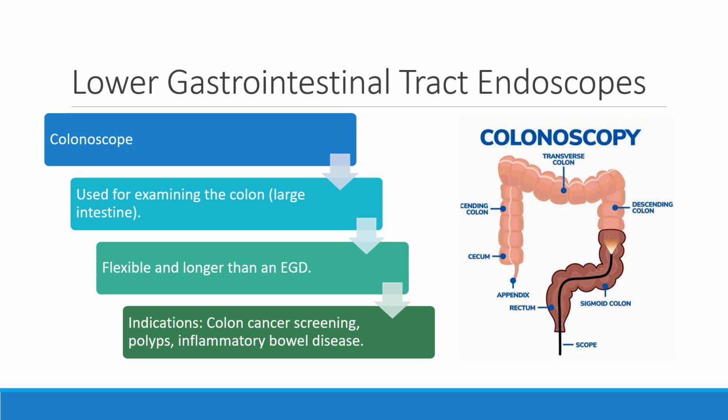Next up, we have the lower gastrointestinal tract, so the complete opposite end of where we were just talking about. This is the colonoscope. So this is used for examining the colon, which is the lower portion of the large intestine. It is a flexible endoscope, but it is longer than your EGD scope, and that is because it has more ground it needs to cover.